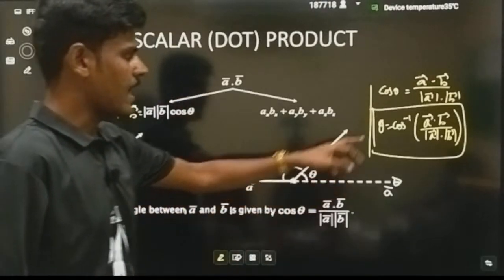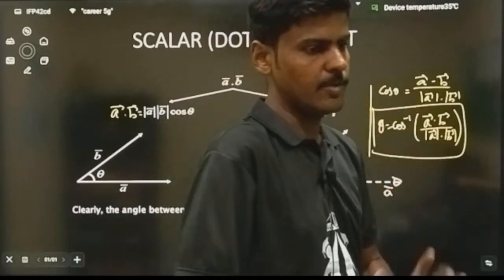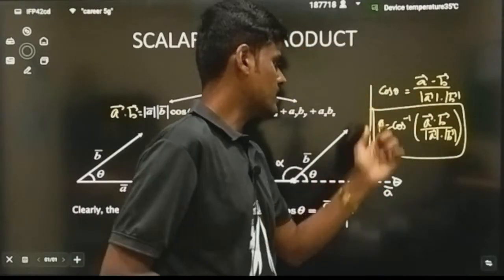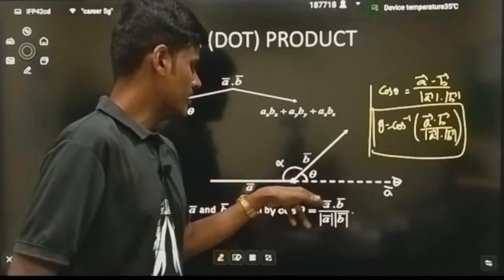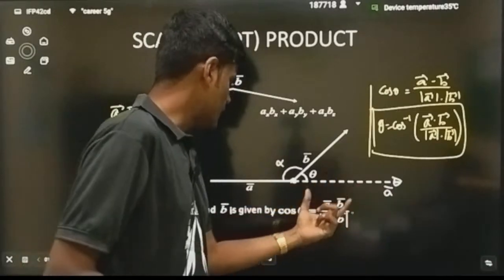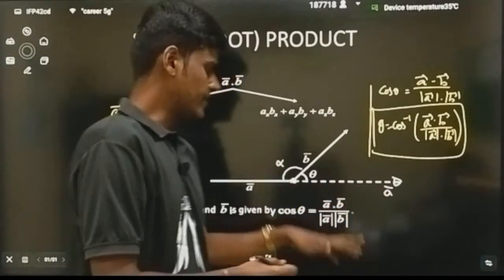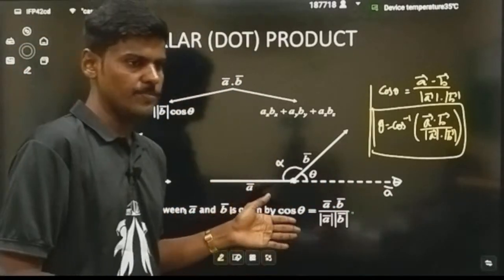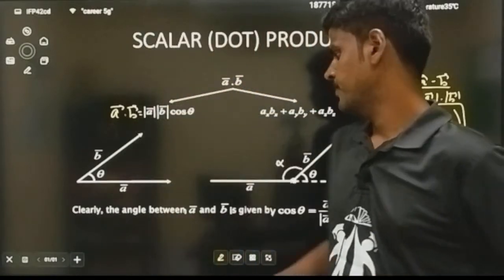And this angle can be either obtuse or acute angle or right angle based on the value of cos theta. If cos theta is negative, obviously this is obtuse angle. If it is positive, acute angle. 0 means perpendicular.